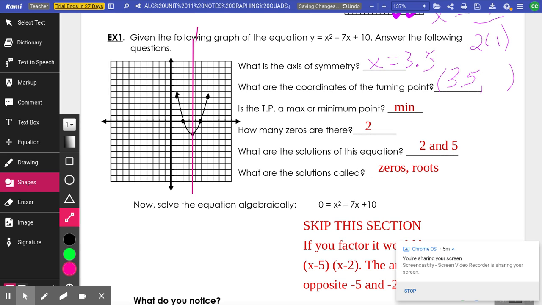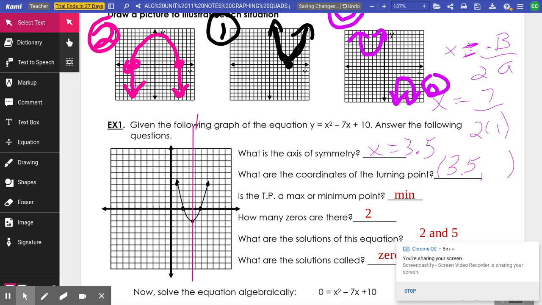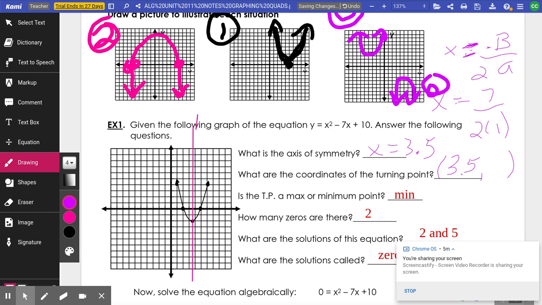So there is a formula that you could use to find the exact answer. And the formula is negative b over 2a. And we always say x equals. So x equals negative b over 2a. Well, b is negative 7. So if b is negative 7, then negative b is a positive 7. And then 2 times 1.